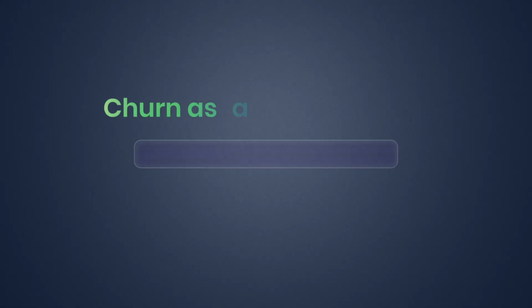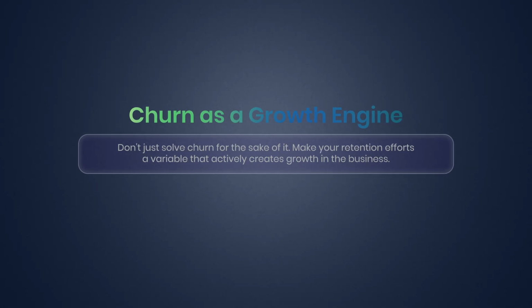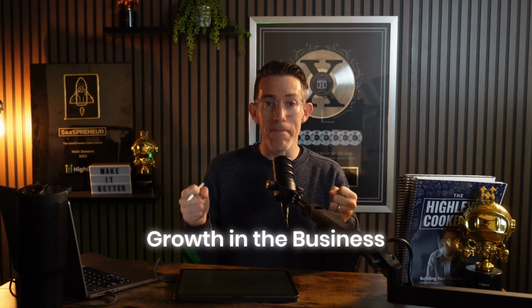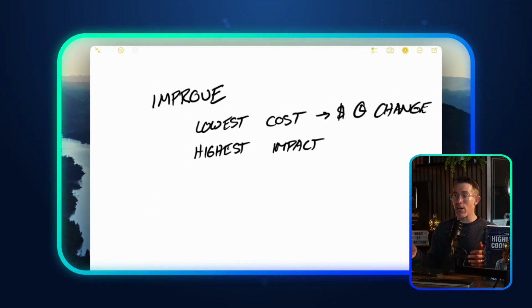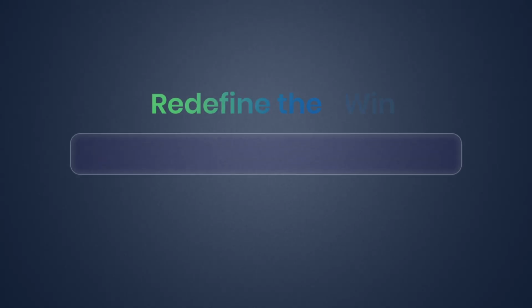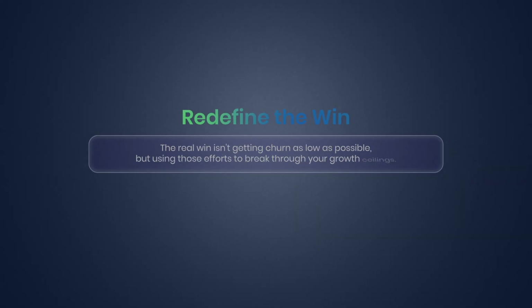Do not solve churn for the sake of solving churn. Going back to our growth ceiling there, this should be a variable that actually creates growth in the business. So for example, when I say lowest cost, money, time, change, you could say, oh, I'll reduce churn by 1/10ing my price. That might reduce churn, but if it also dramatically decreases your business, that's not a win. The win is break through those growth ceilings, not just get churn as low as possible.